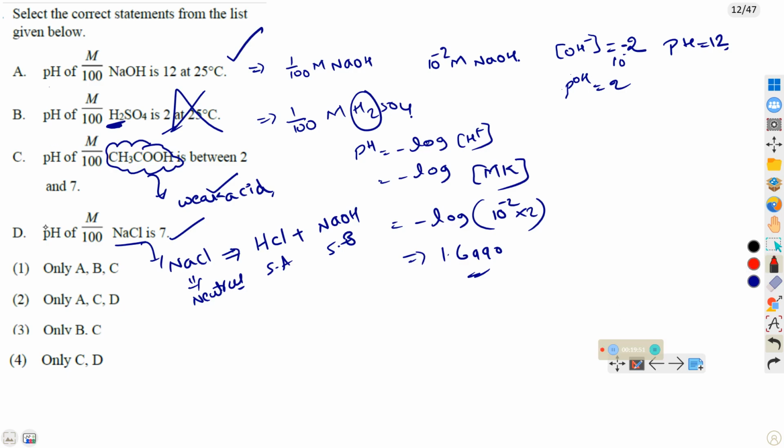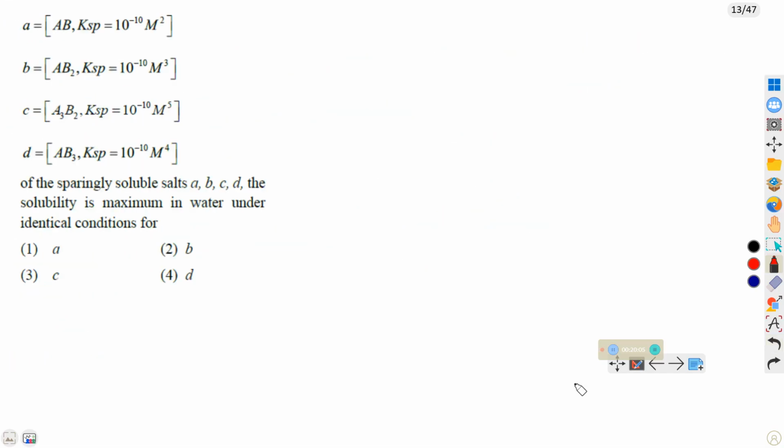So A, B, C statements are, not A, B, D. B statement is wrong. A statement correct, C statement correct, D statement correct. So second option.